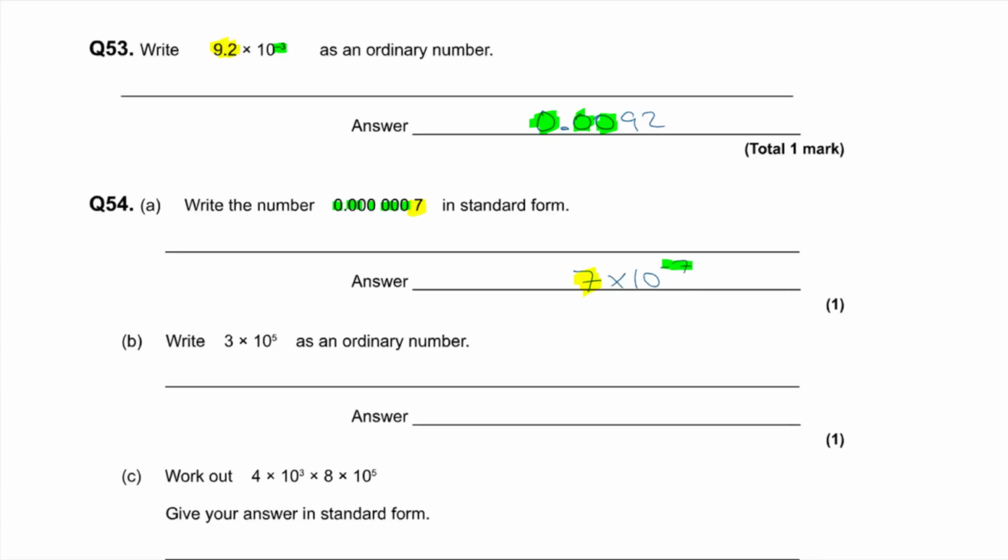Okay, write 3 times 10 to the 5 as an ordinary number. So this is a positive index. When it's 3 times 10 to a positive number, you write your 3 down, and then you write that amount of zeros following it. It's going to be 00000, and it's 300,000.